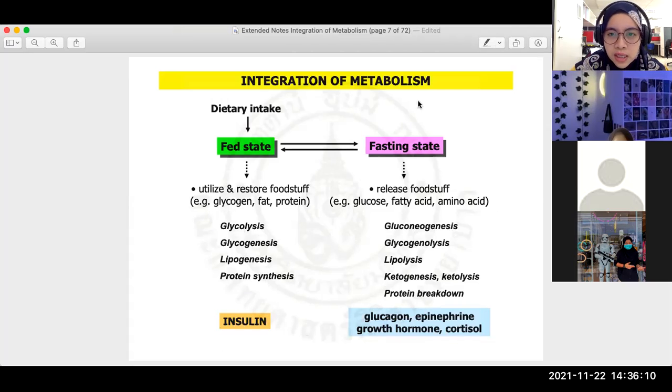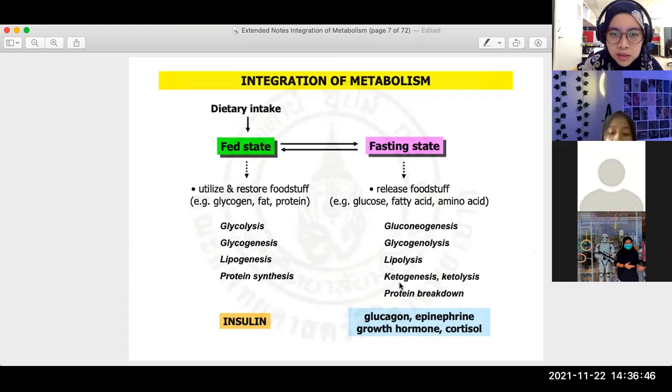In the fasting state, the processes that take place are gluconeogenesis, so the synthesis of glucose from non-carbohydrate sources. We also have glycogenolysis, meaning the breakdown of glycogen into glucose. We have lipolysis, ketogenesis and ketolysis, and also protein breakdown. The hormones involved here would be glucagon, epinephrine or adrenaline, growth hormone, and also cortisol.